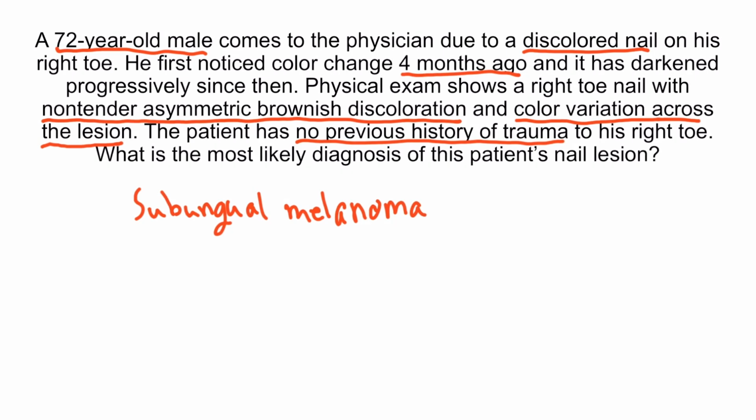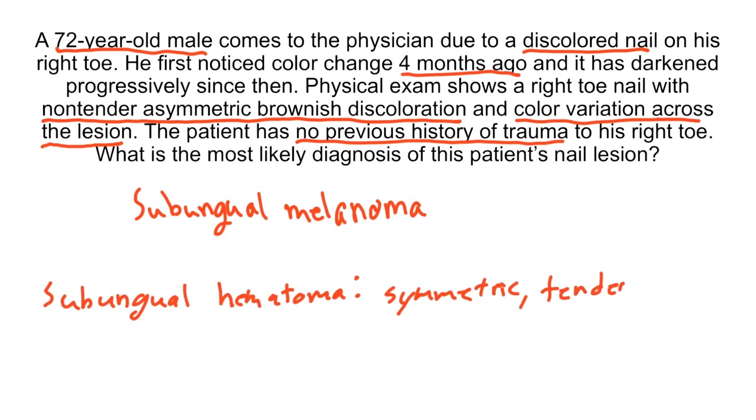And it's actually very high yield to compare subungual melanoma to subungual hematoma, because at first glance they might look similar. However, subungual hematoma is symmetric, commonly tender, and it can be brown and be found in a patient with a history of nail trauma. But those clinical findings are not found in this patient.